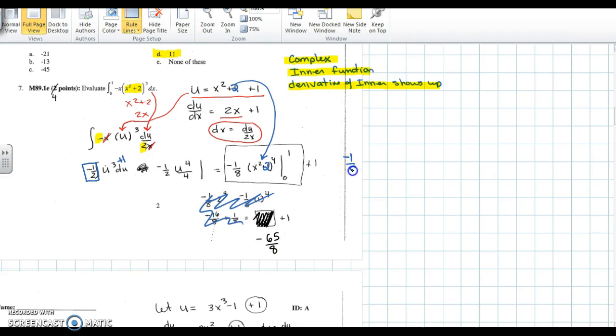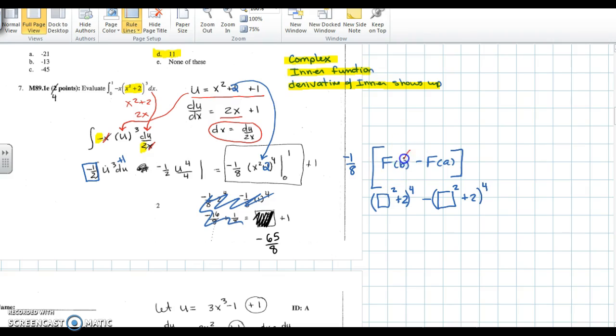I have negative 1/8 times whatever f of b minus f of a is. And f of b is whatever x is, squared plus 2, all to the 4th, minus my lower limit of x squared plus 2 all to the 4th. I do it this way so that my negative 1/8 happens at the very end.